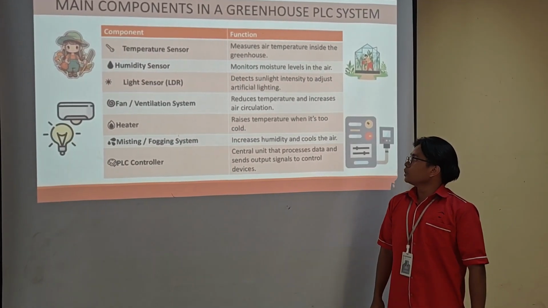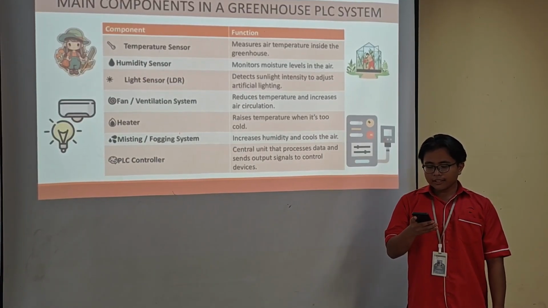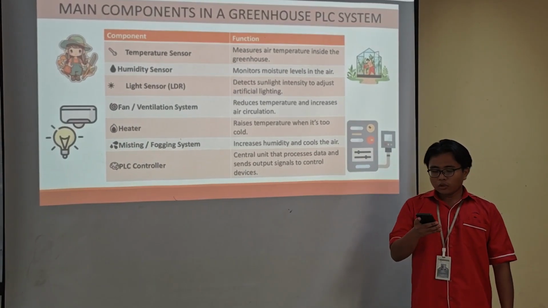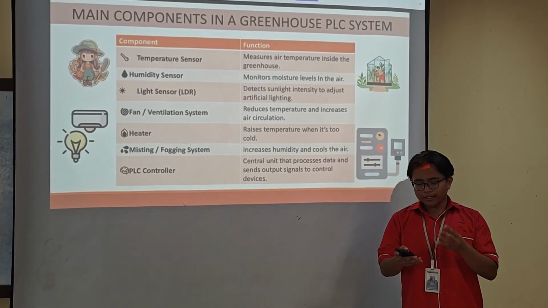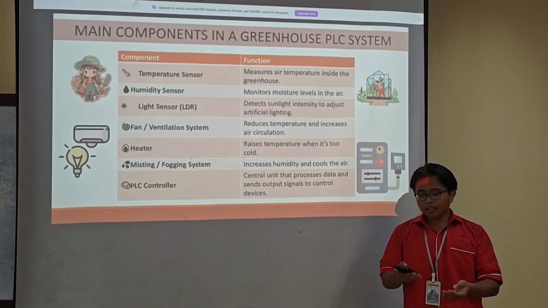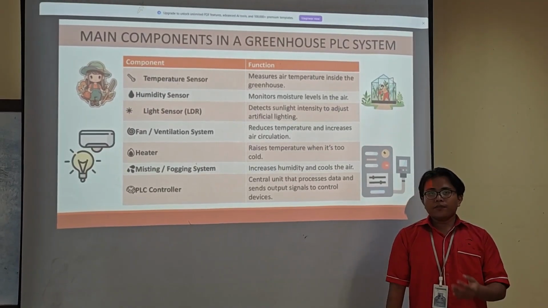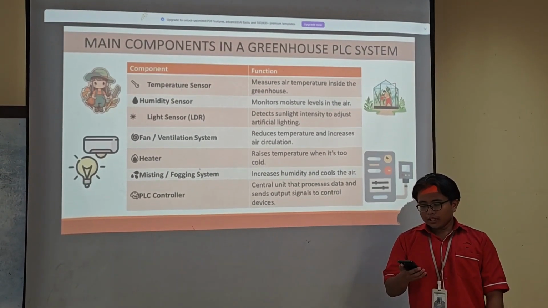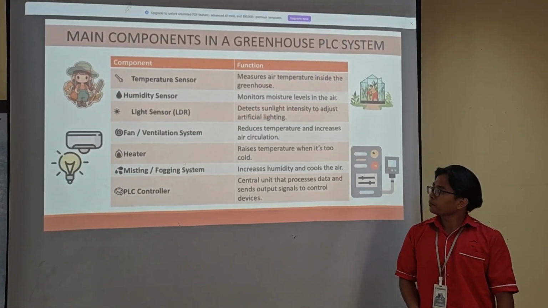It increases humidity and cools the air. The misting nozzles release fine water droplets to raise humidity and slightly lower temperature. The PLC activates it when the humidity level falls below the set threshold.